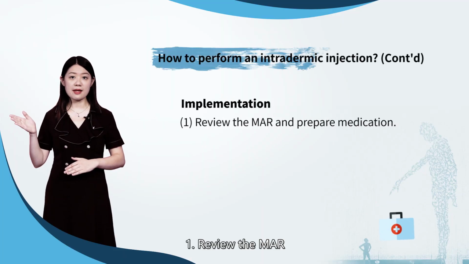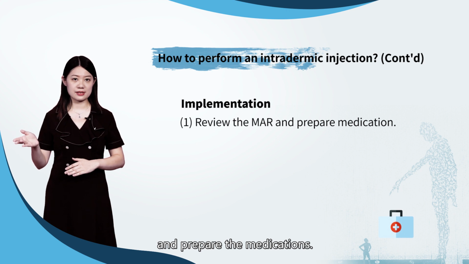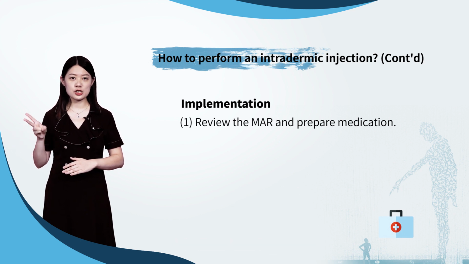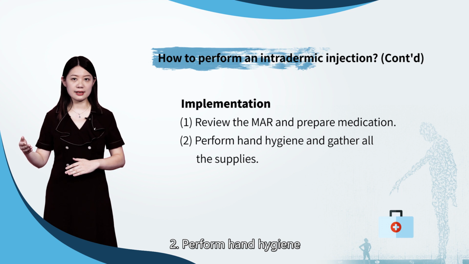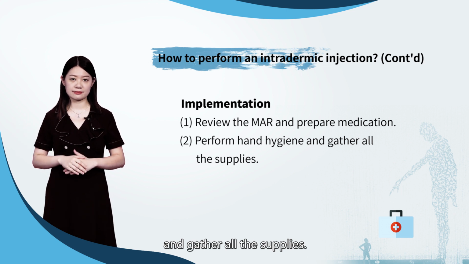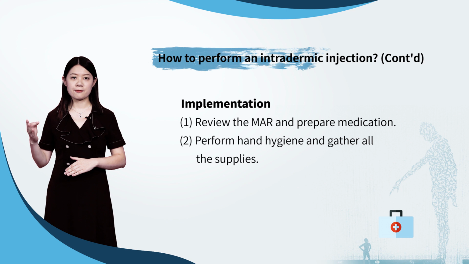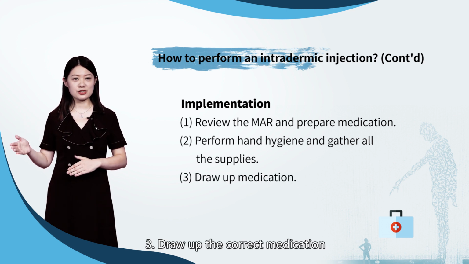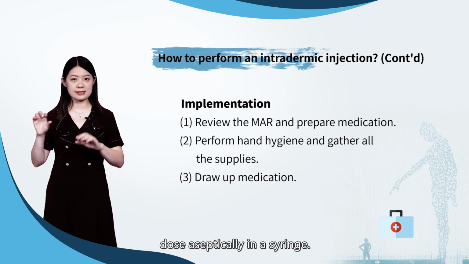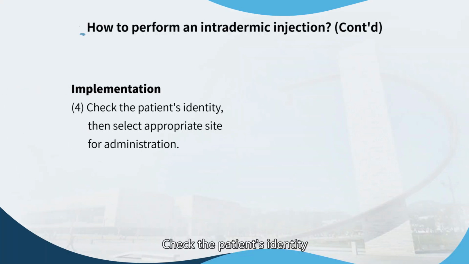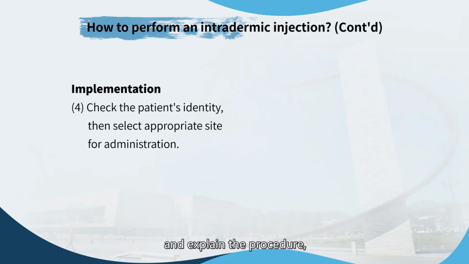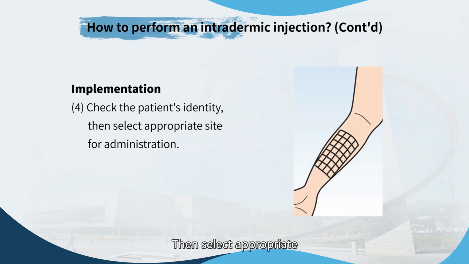1. Review the MAR and prepare medications. 2. Perform hand hygiene and gather all the supplies. 3. Draw up the correct medication dose aseptically in a syringe. Check the patient's identity and explain the procedure, medication, and precautions to reduce the patient's anxiety. Then select an appropriate site for administration.